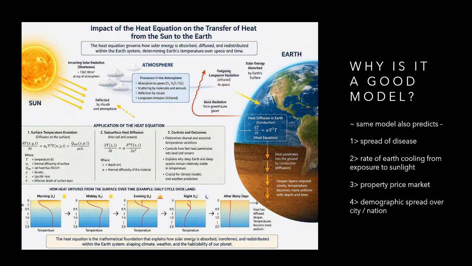Why is the heat equation a good model? Because it predicts the spread of disease. It calculates the rate of earth cooling from exposure to sunlight. It helps to predict the property price market, and it is useful in demographic spread over a city or nation. Here we have these equations which explain how it is useful in the prediction of heat spread over the globe. We have incoming solar radiation, which is reflected by the clouds, and some of it gets accepted into the atmosphere. This is modeled again with the heat equation.